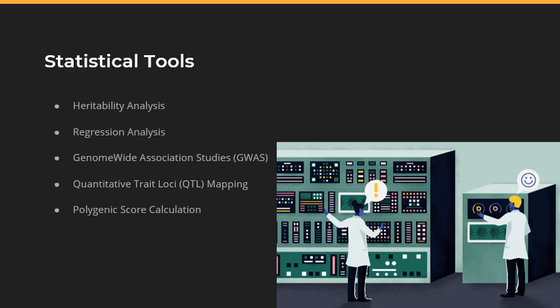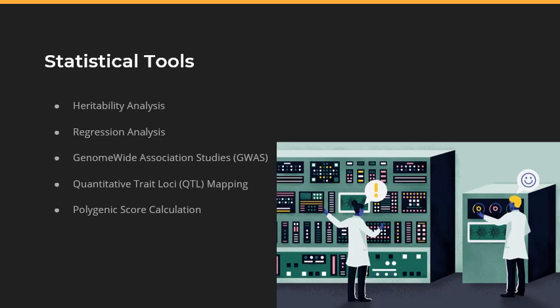So these statistical tools in quantitative genetics have diverse applications. We use them in agriculture to breed crops with desired traits, in medicine to understand the genetic basis of complex diseases, and in evolutionary biology to explore the genetic basis of adaptive traits. By employing these tools, we gain valuable insights into the interplay between genetics and the environment in shaping complex traits.